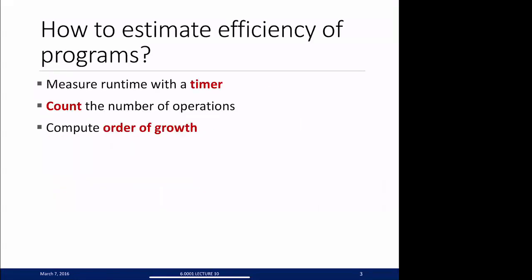So how do I estimate efficiency of a program? Let's say you've written a program to do something, and I want to figure out whether it's efficient or not. I can measure the runtime with a timer, and we'll see an example of this. I can count the number of operations that happen inside the program as an estimate of how efficient the program is, or I can compute the order of growth. We're going to look at these three different methods for estimating efficiency and pick the one that we believe is the best one. Okay.